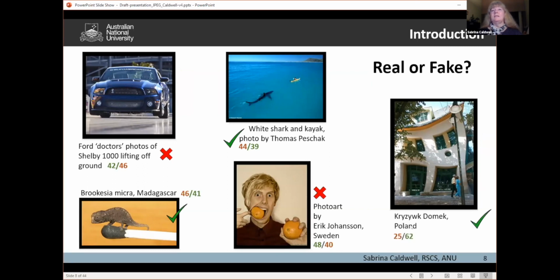And last but not least is Krzywy Domek, which is a house in Poland, and that is in fact a real house. And this in Polish, I understand, means crooked house. Interestingly, the students did much better with this one.